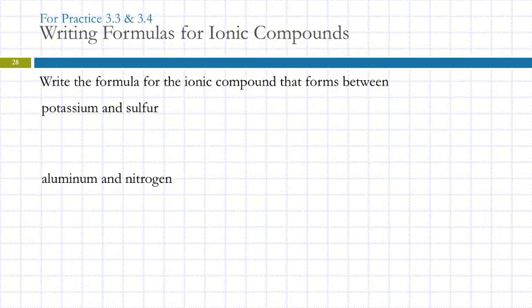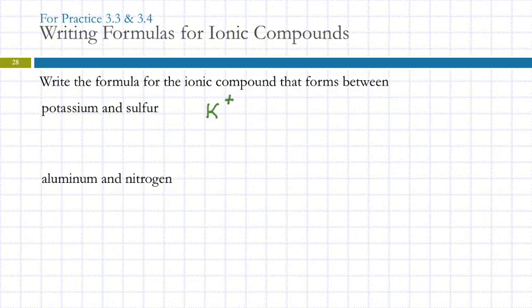So let's practice. Write the formula for the ionic compound that forms between potassium and sulfur. So, what's the element symbol for potassium? It's K. Don't write with the highlighter. What's the charge on a potassium ion? It's +1, so we write just plus.